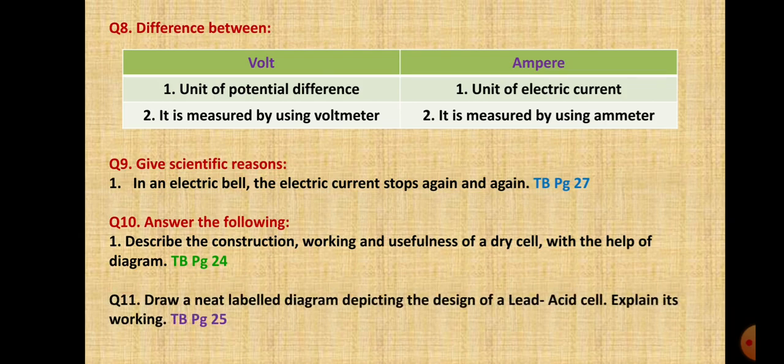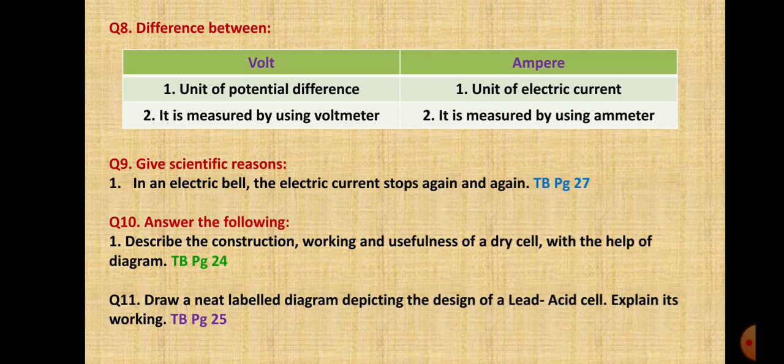Then the second question. This was 10.1. Describe the construction, working and usefulness of a dry cell with the help of diagram. Now 10.2 you will delete. Describe the construction and working of the electric bell with the help of a diagram. This you will delete. Don't write this. Omit. Just write omit. And then come to question number 11.